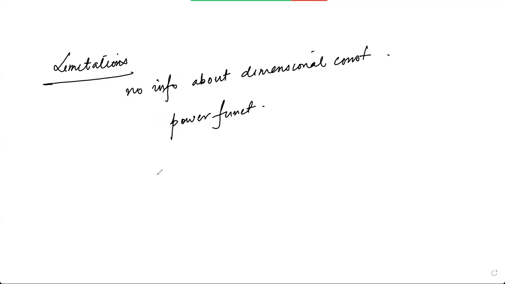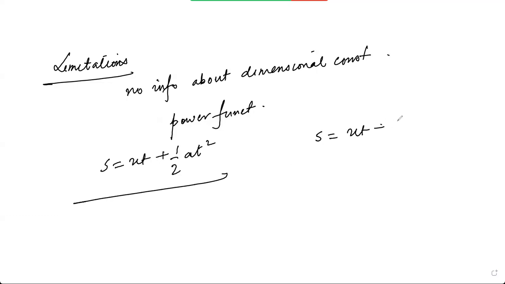For example, if we write S equals ut plus half at square, this is dimensionally correct. Now if we write S equals ut plus 1 by 4 at square, it will also be dimensionally correct. But this equation is not absolutely correct, while the other equation is correct. So we cannot check whether the given relation is absolutely correct or not.